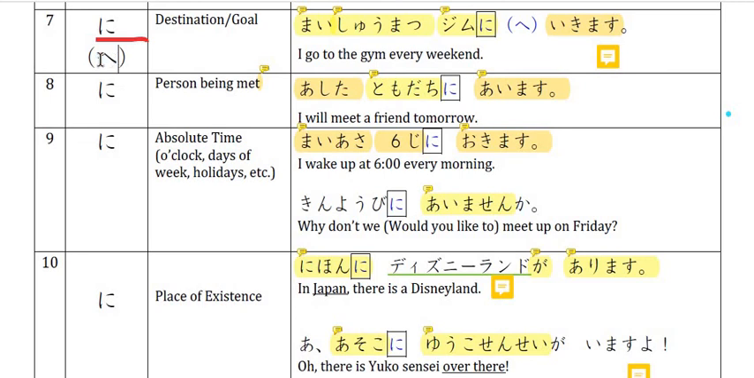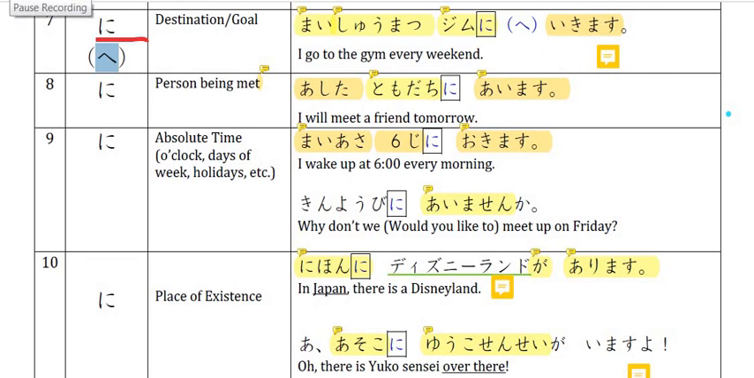Now I've written this particle in brackets because these are optional. You can use ni or you can use e. You must be saying that you've learned hiragana, so you know that this is he, not e. But as with the particle wa, which in hiragana is spelled ha, when you use it as a particle it becomes wa. Similarly, in hiragana this is spelled he, but when you use it as a particle, it becomes e. So keep that in mind, okay? Don't mispronounce it as he. That is a huge mistake.